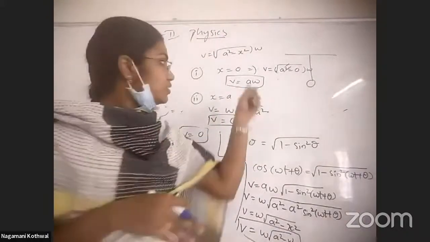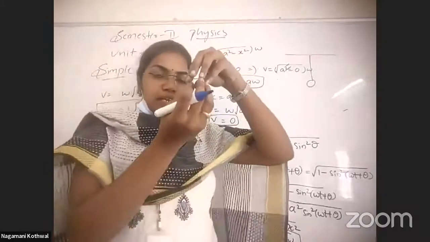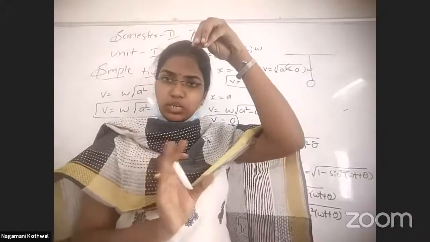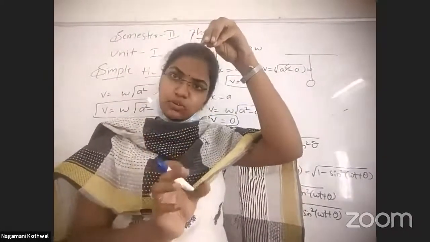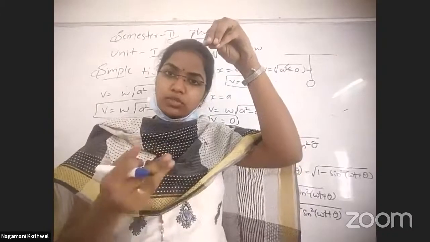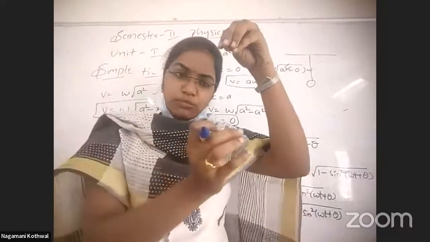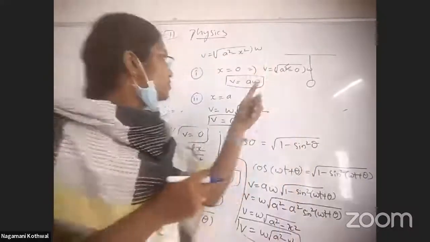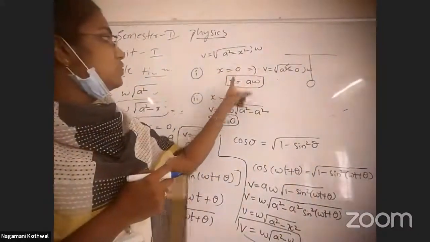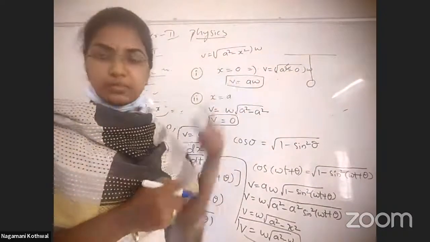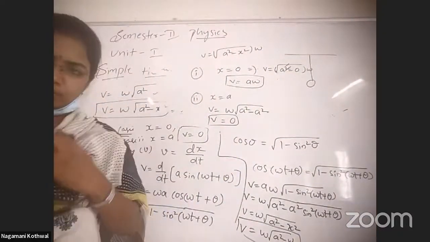Quite opposite, this one quite opposite. When displacement is 0, that means there is no displacement, that means position is 0. Then what you have to do for the motion? You have to give the maximum velocity, right? You have to give the maximum velocity to the bob. So whenever the displacement is 0, then velocity will be maximum, a into omega.